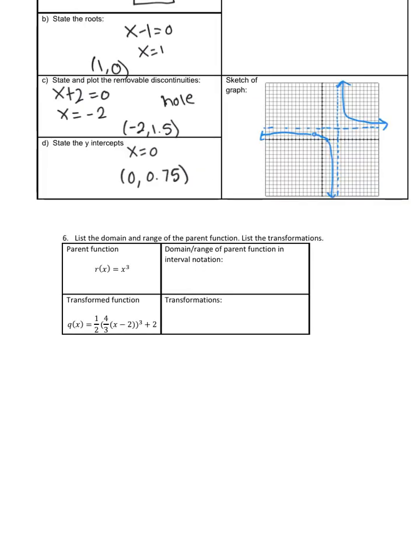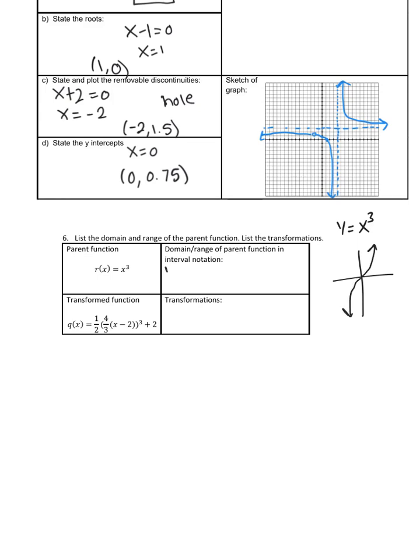For number 6, we are given a parent function and the transform function. The first part of the question just wants you to list the domain and the range of the parent function. Interval notation is when you've got either parentheses or brackets, and then you've got 2 numbers and you've got a comma. So you can graph this on your calculator if you want to. If you graph x to the 3rd, it's gonna look like this.